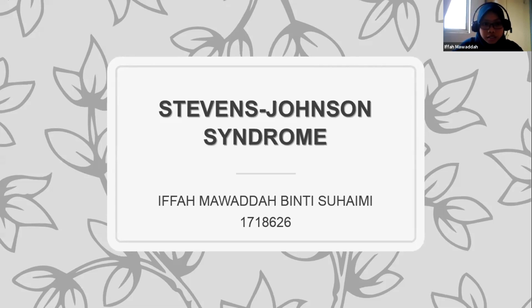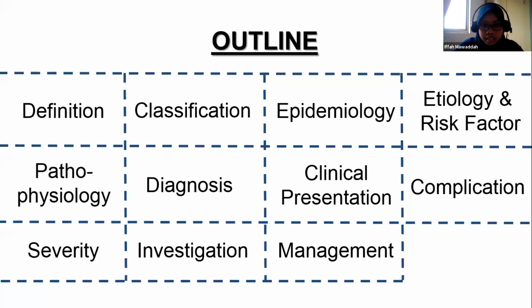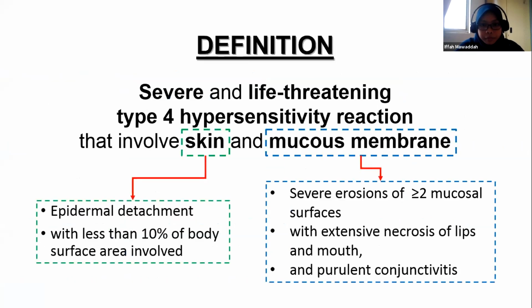Stevens-Johnson syndrome. Next slide. This is my outline for this topic. For your information, Stevens-Johnson syndrome is named for the physicians who first reported this kind of skin condition. Stevens-Johnson syndrome can be defined as a severe and life-threatening type 4 hypersensitivity reaction that involves skin and mucous membrane.